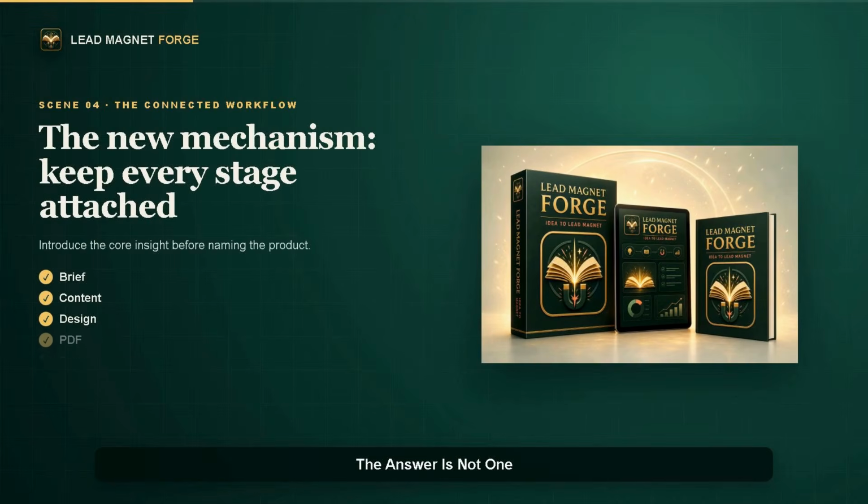The answer is not one more writing tool. It is a connected production line where the brief, content, design, PDF, form, delivery, and lead records belong to the same ebook from the beginning. When those stages share the same source of truth, you stop copying content between unrelated tools. You can return to the ebook, edit a chapter, save the design, republish the PDF, adjust the form, and retrieve the current embed code without rebuilding the campaign from zero. That connection is the difference between generating content and launching a usable lead magnet system.